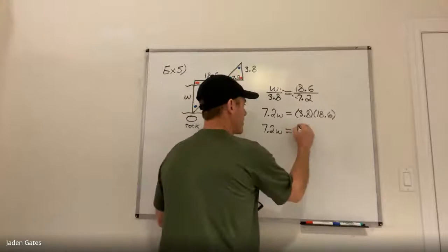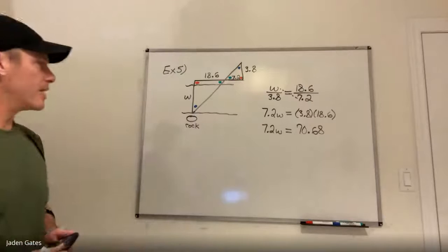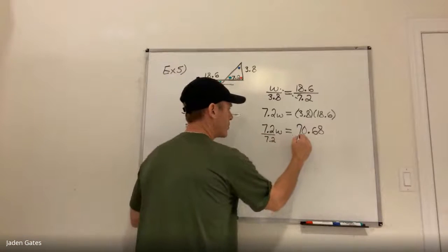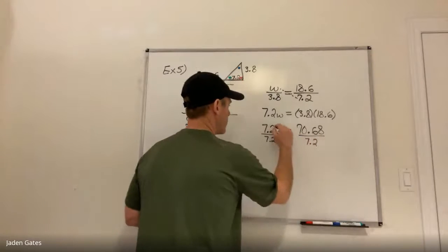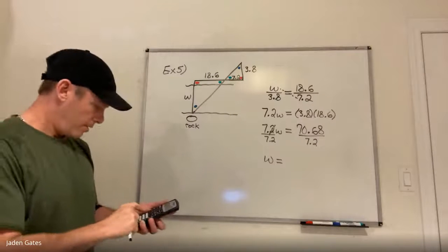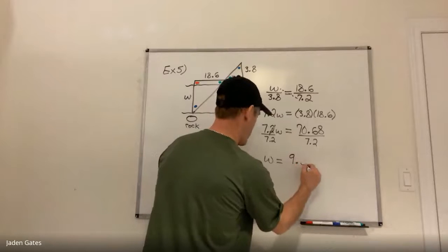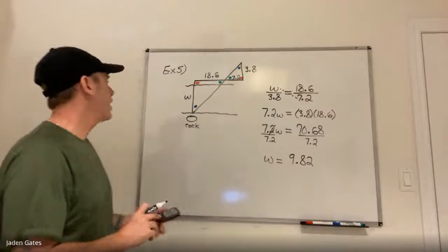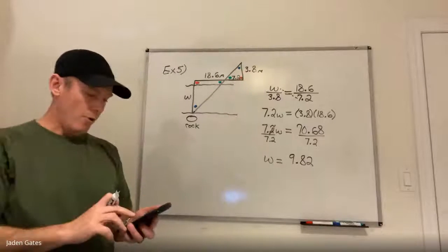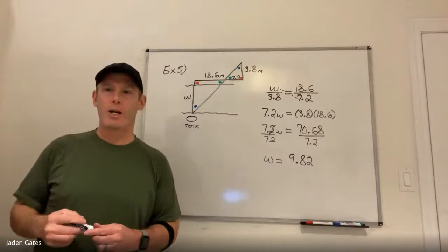We get 70.68. And of course, the last step is to divide by my numerical coefficient of 7.2 on each side. And so I can figure out that the width of the river is 9.82. I guess we're going to call it meters in this case. Throw some units in there. 9.82 meters. So there we go. There's similar triangles.